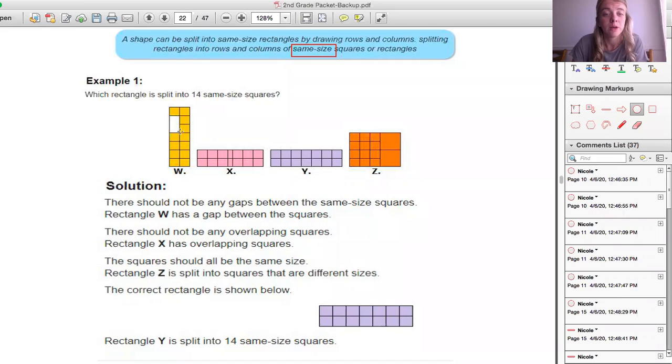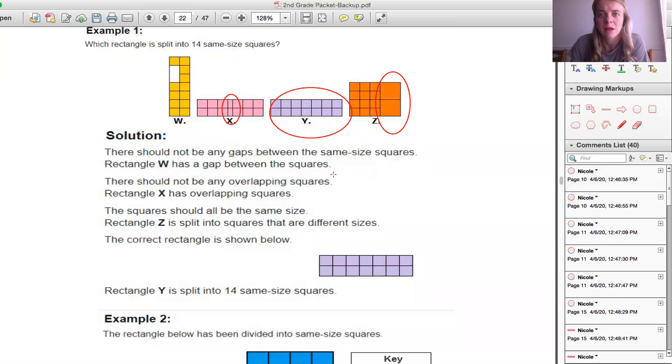For example, W, X, and Z. W has some missing boxes, so we can't accurately count the area of this rectangle if there's missing boxes. X has these two little small boxes. They are not following a rule where it says same size. Z is also not following that same size rule. So when you're looking at how to count area, the only one that would work in this situation is Y.